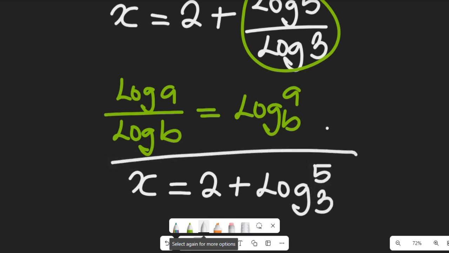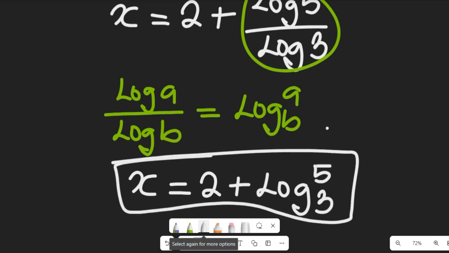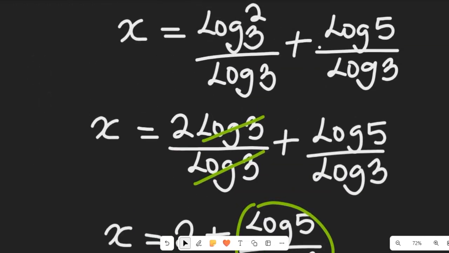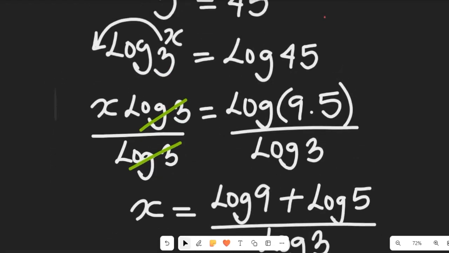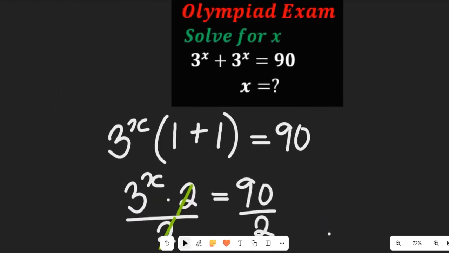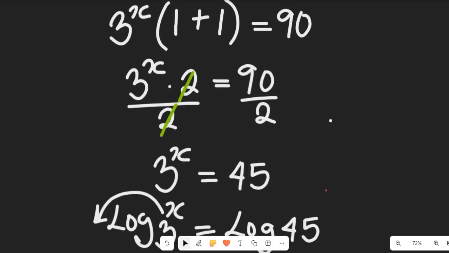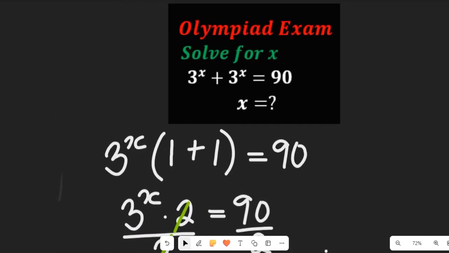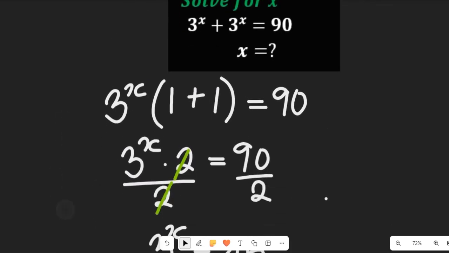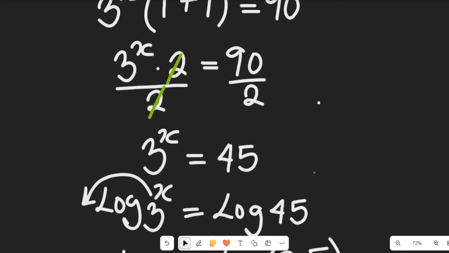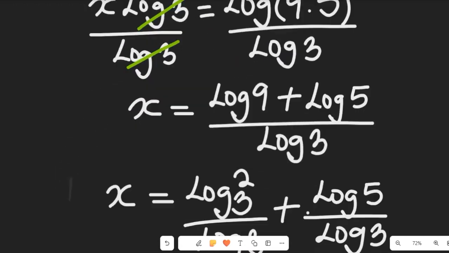And that is the solution to that expression that is given to us up there. Now, when we look at that and the solution, we're going to find out that that is the solution to that expression given to us. Now, let's check to see if our answer is right. We have 3 to the power of x plus 3 to the power of x, equal to 90.